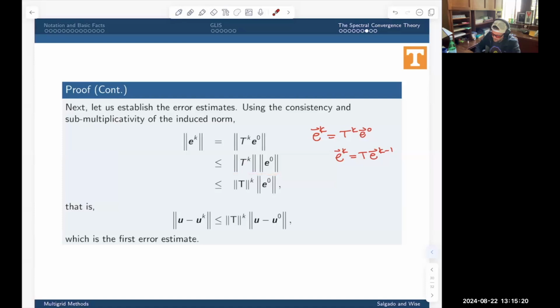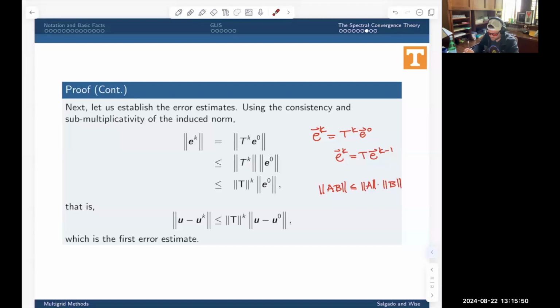And the property we're going to use here is submultiplicativity. We're multiplying T times itself K times, so we take the norm of that. T is a square matrix. Then this just uses the following property: if I have two square matrices and I take their induced norms, then the norm of the product is less than or equal to the product of the norms. That's called submultiplicativity, and that's what produces that estimate there.